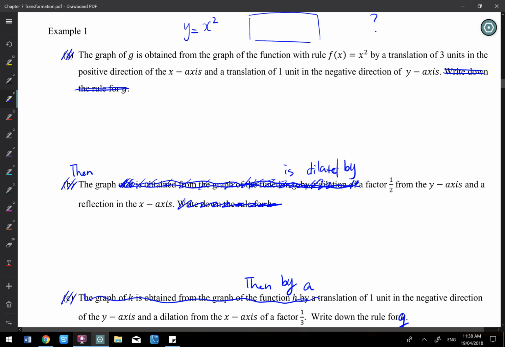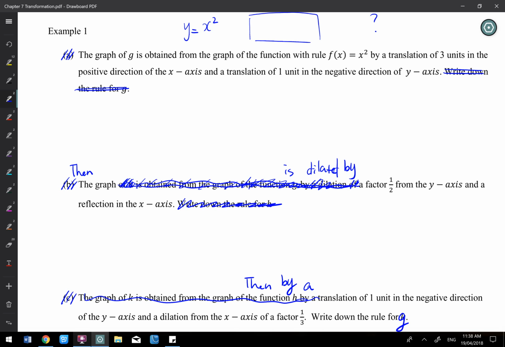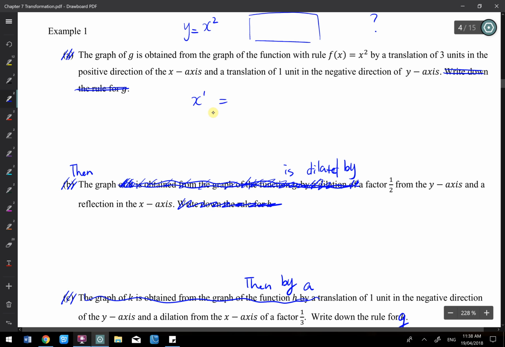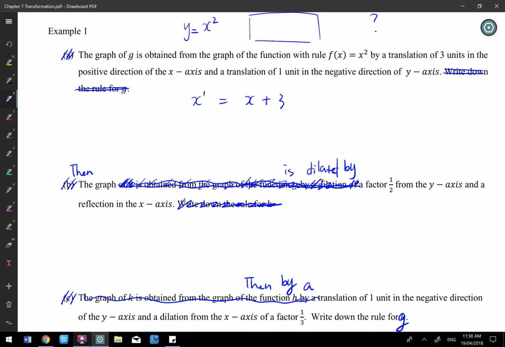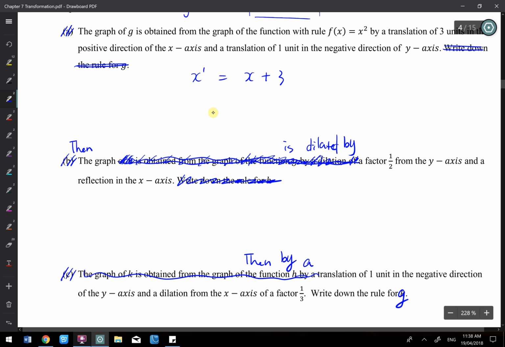The first thing we did is a translation of 3 units in the positive direction of the x-axis. So 3 in the positive direction, your new point will be the old point plus 3. If the original point is (0, 0), then after 3 units in the positive direction of the x-axis it is (3, 0). So the new point is the old point plus 3. Then translate 1 unit in the negative direction of the y-axis. So y dash will be y minus 1. Okay, that's the first thing.